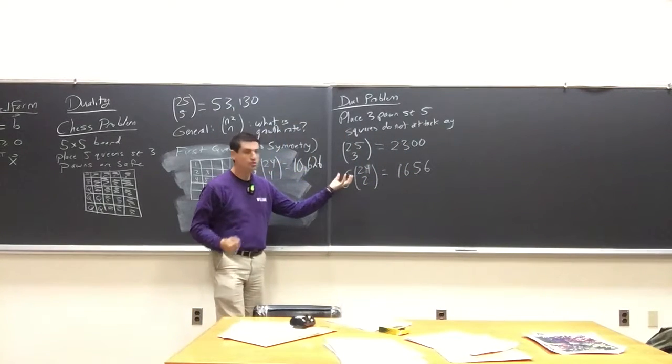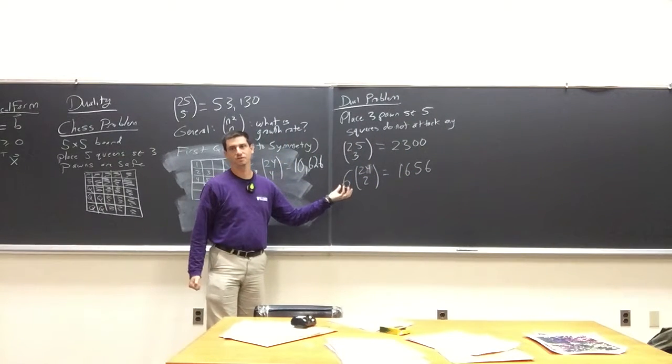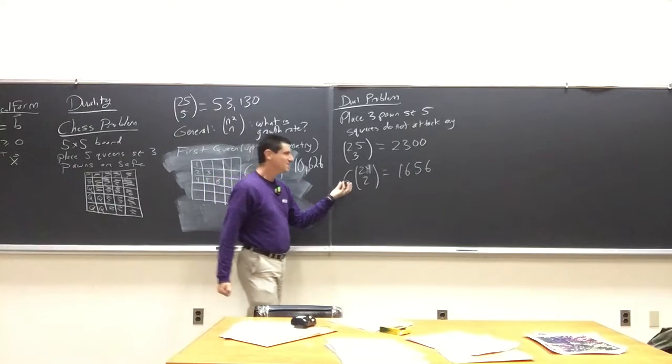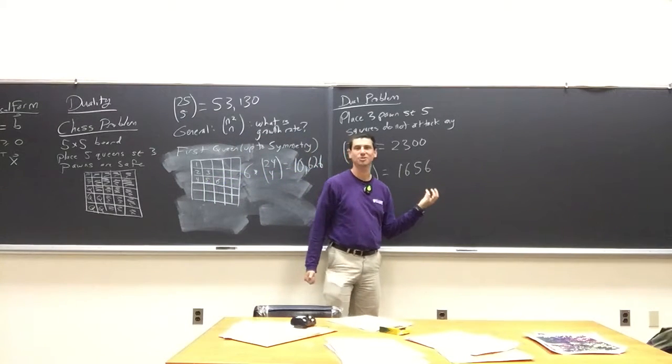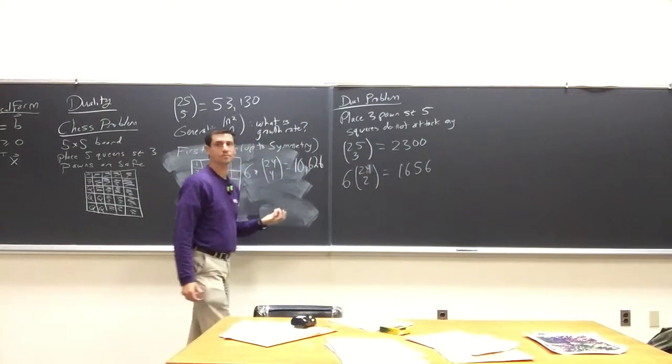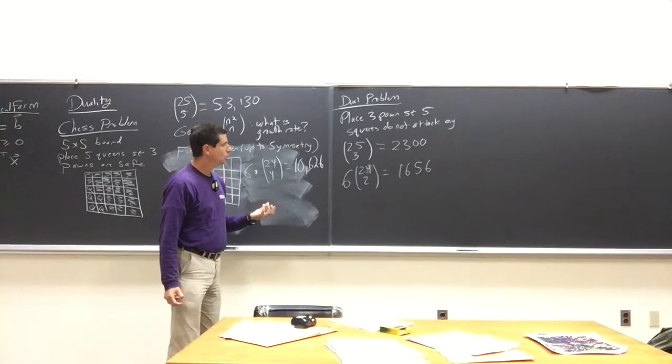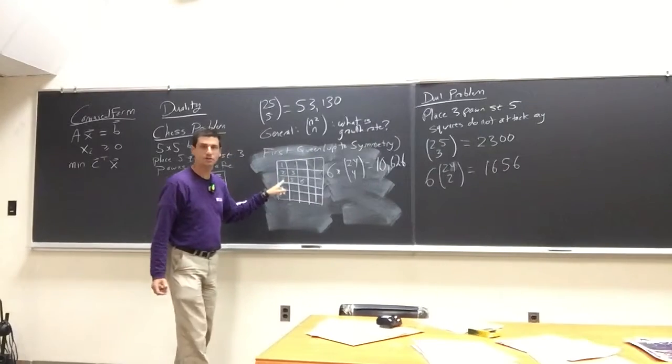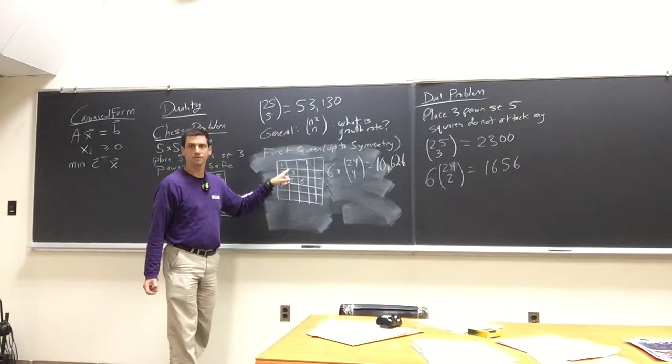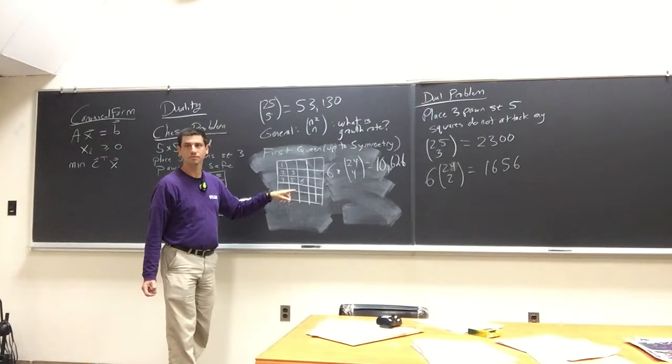All right. This is still too much to do by brute force. Well, I guess if your life depended on it, 1,600 cases is not horrible, yes. Why is it 6? Because there's 6 places to put down the first pawn, up to symmetry.